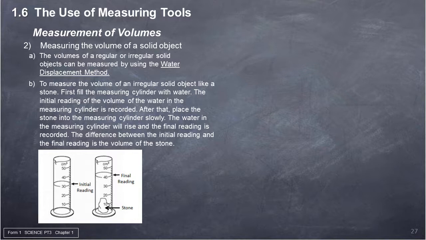The initial reading of the volume of the water in the measuring cylinder is recorded. After that, place the stone into the measuring cylinder slowly. The water in the measuring cylinder will rise, and the final reading is recorded. The difference between the initial reading and the final reading is the volume of the stone.